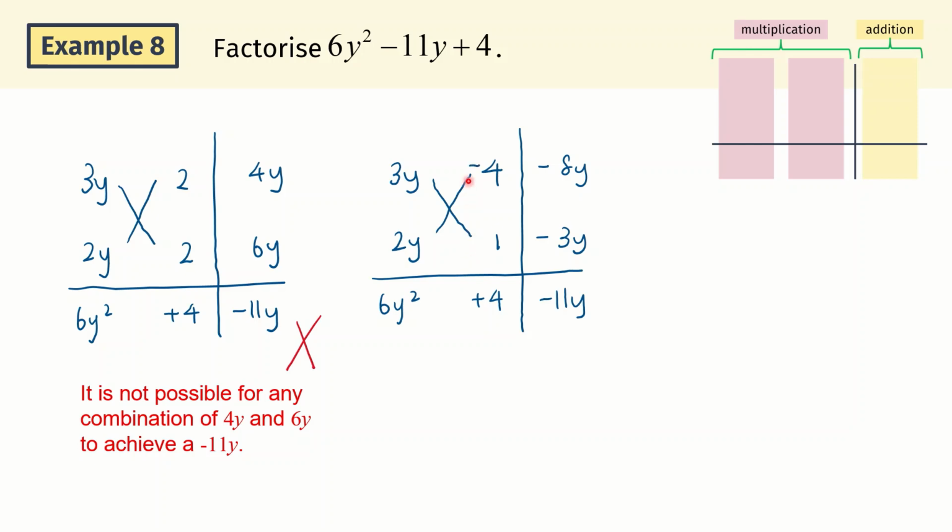So I will have negative 4 and then negative 1. We check that negative 4 multiplying with negative 1 does give us a positive 4. So our bottom row never ever changes. We only change the things at the top. So this is a correct solution, and therefore my answer that I must write out will be 3y minus 4 followed by 2y minus 1.